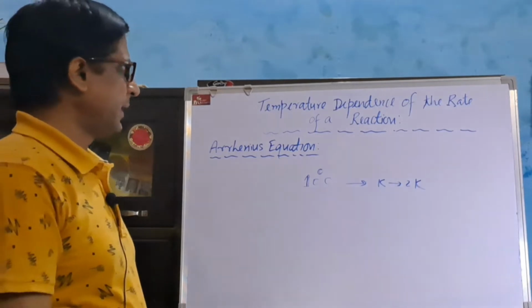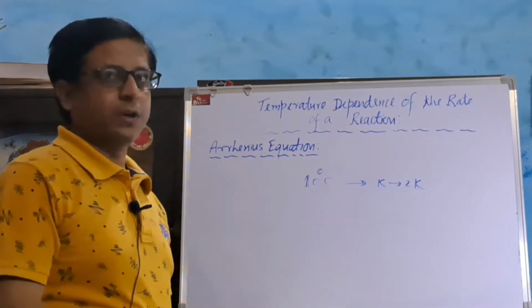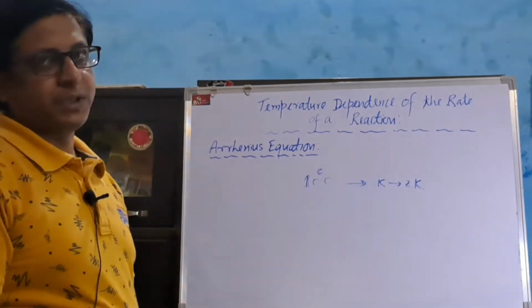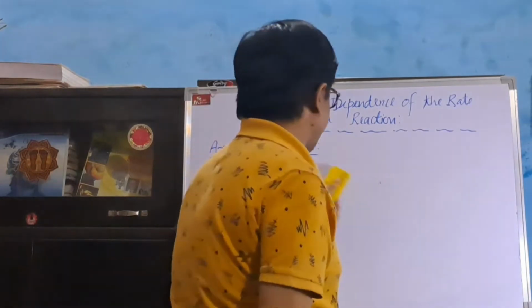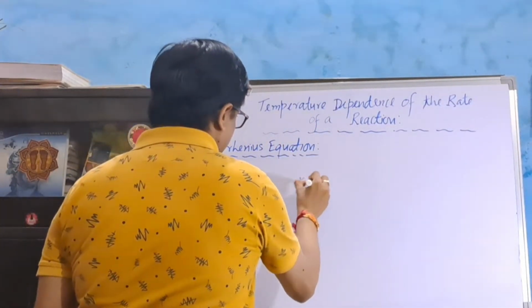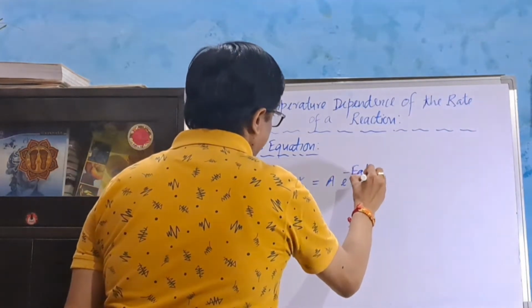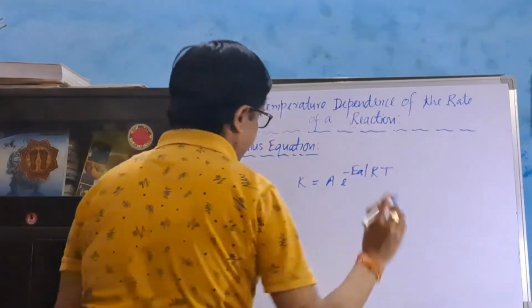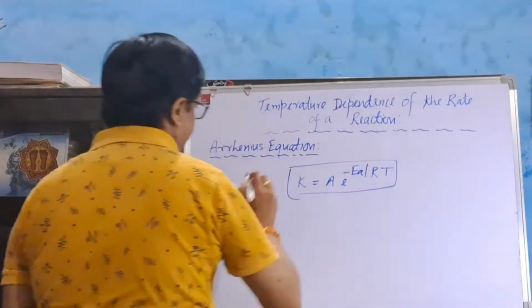The temperature dependence of rate of reaction was first studied by J.H. Van't Hoff, and its physical interpretation was given by Arrhenius, known as Arrhenius equation, which says rate constant k is equal to A e to the power minus Ea upon RT. This is known as Arrhenius equation.